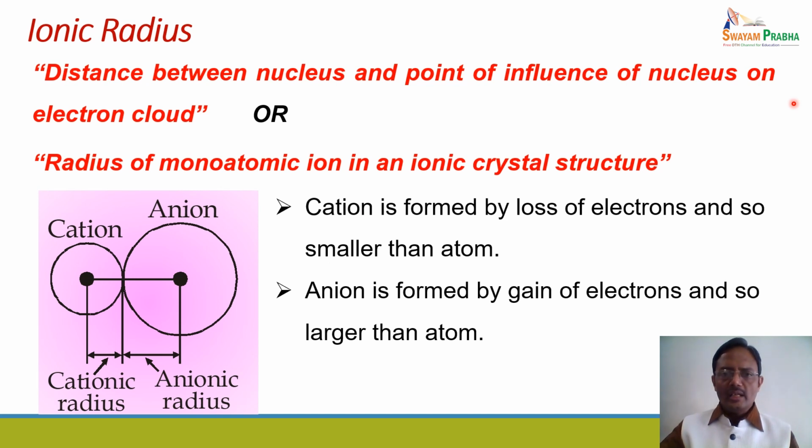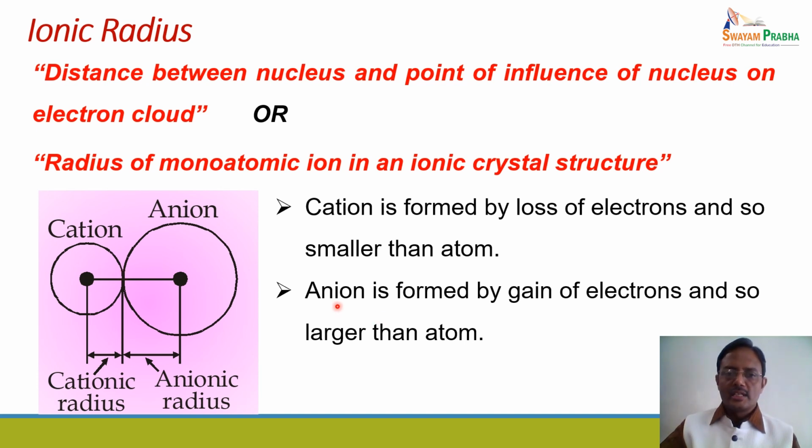Now, a cation is formed by loss of electrons, and so the size of the cation is less than the corresponding atom. For example, if we consider sodium atom and Na+ ion, one electron is lost. Electron is lost, but the nuclear charge is the same. As a result, the force of attraction of the nucleus per electron increases, and the cation has a smaller radius as compared to the corresponding atom.